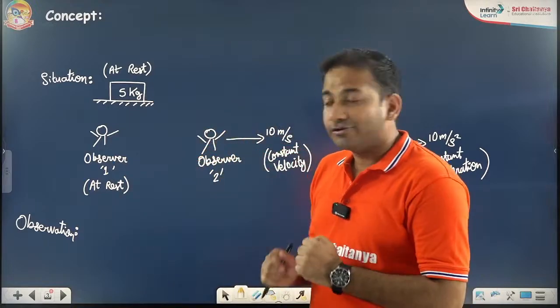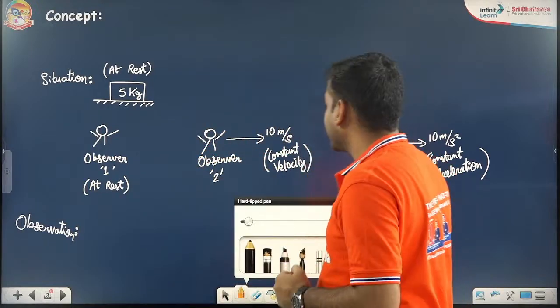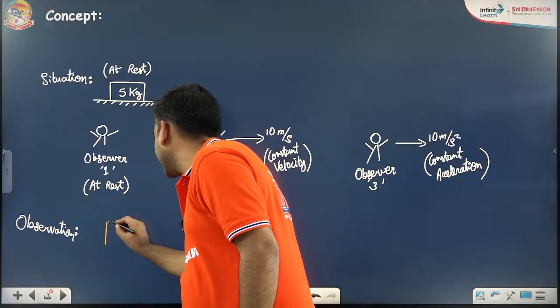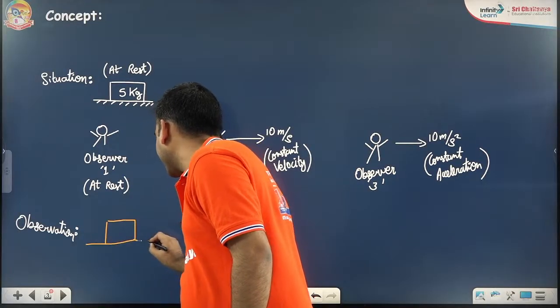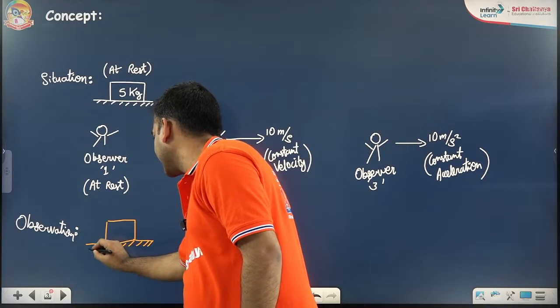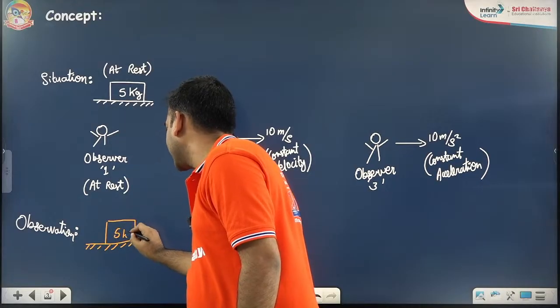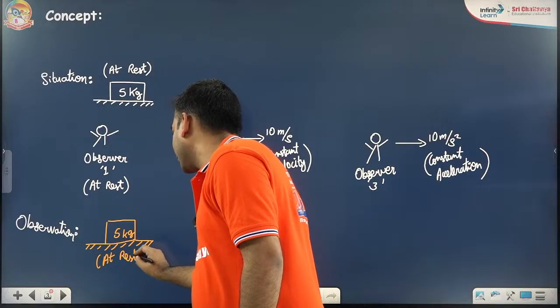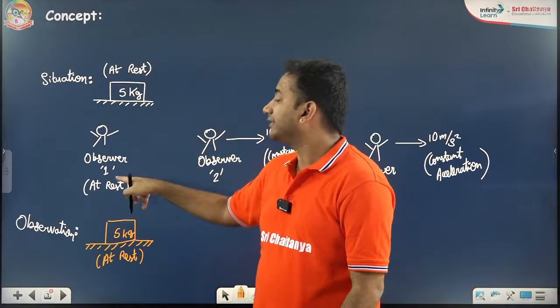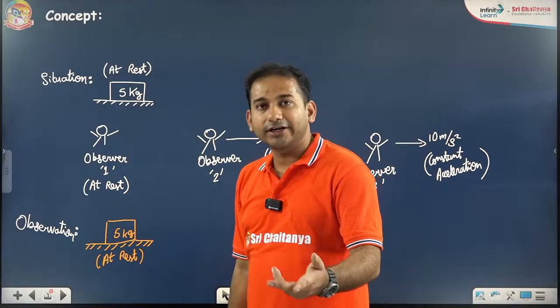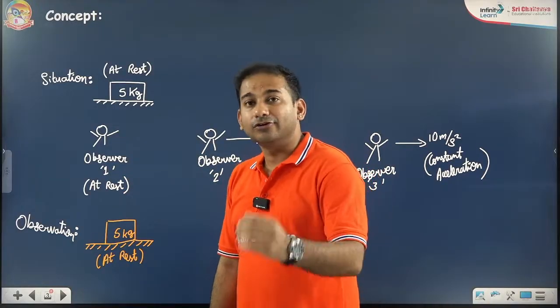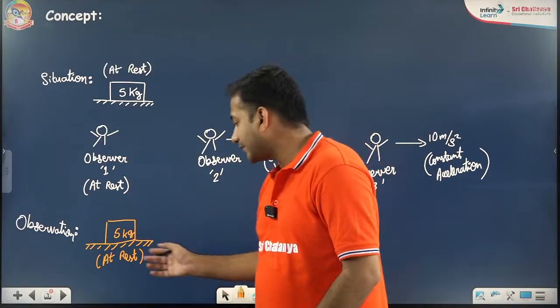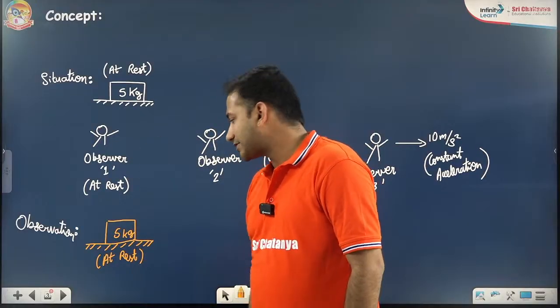The block is not going to go anywhere, which means its observation will be exactly the same, that this 5 kg object is at rest. If the object was actually at rest and the observer is also at rest, then definitely there is no relative motion, no relative velocity, no relative acceleration, no relative displacement. Hence, this is going to be the situation.